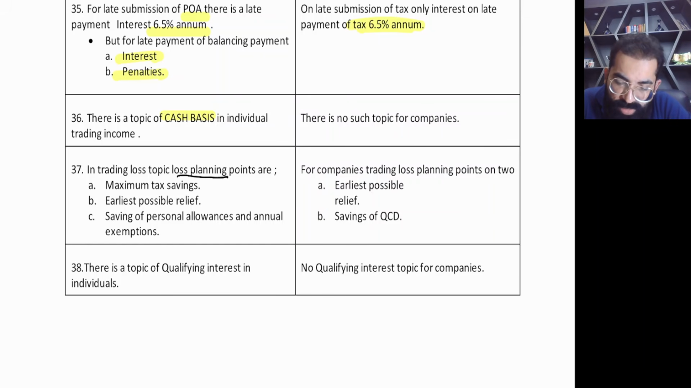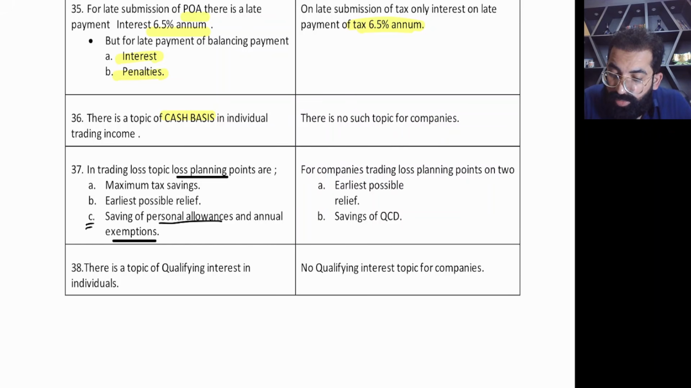Whenever you need to plan the loss in individuals, there are 3 steps. The first is go for the maximum tax rate saving. Number 2, earliest possible relief, because if you do loss carried forward you have to wait, but if you do current year and carried back, you get the relief immediately. So it's better to claim current year and carried back, because you don't need to wait. And the third thing for individuals is saving of personal allowance and annual exemptions. So these are the 3 points.